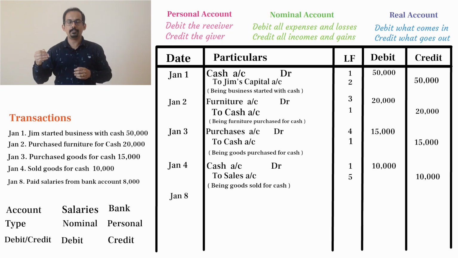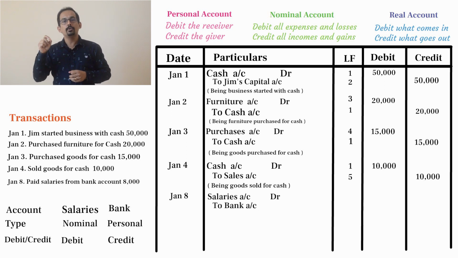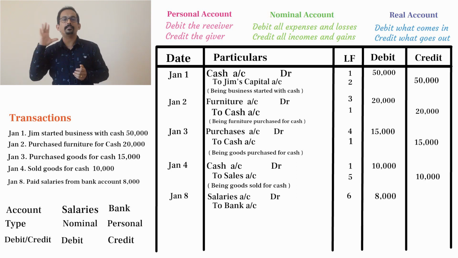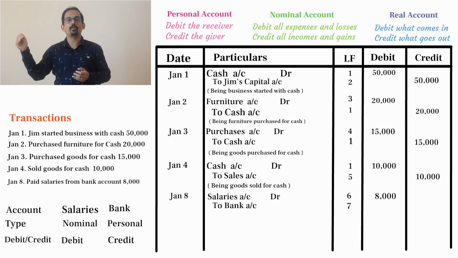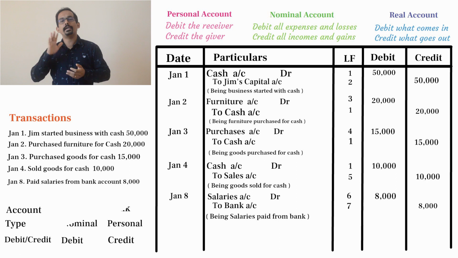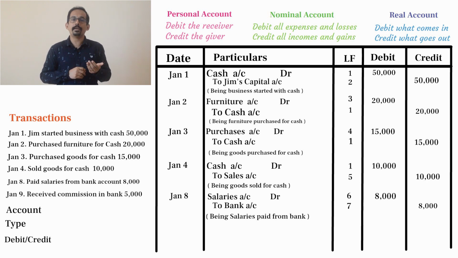January 8th in the date column, particulars column, salary account debit to bank, and the narration will be being salaries paid via bank. So in the debit amount column, you will have to mention the value of the expense, which is the salaries, 8,000, and in the credit amount column, you will have to mention the amount that was paid from the bank, which is 8,000. Now January 9th, another transaction, received commission by bank 5,000.